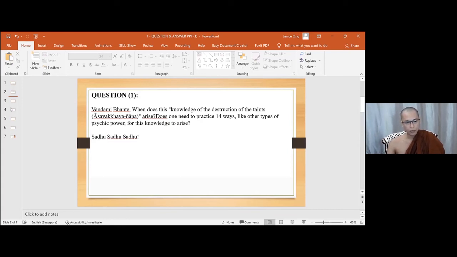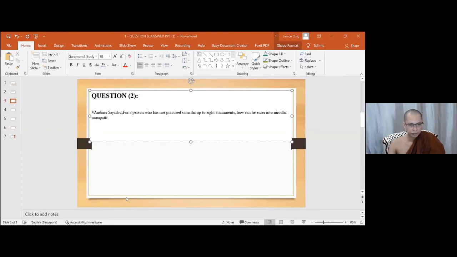After the attainment of the Asavakkhaya Nana, he is regarded as an Arahat. He will not be reborn in any plane of existence in the next life. He will enter Nibbana, the ultimate reality of Nibbana. This is about the Asavakkhaya Nana.